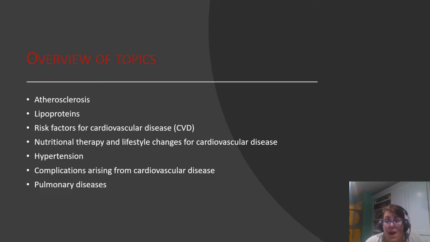We'll start by talking about atherosclerosis and the lipoproteins that cause atherosclerotic plaques. This will segue into a discussion of the risk factors for and interventions to manage and prevent CHD. From there, we'll talk about a related disorder, hypertension, including dietary and lifestyle interventions to prevent and slow disease progression. We'll also review complications arising from cardiovascular disease and briefly review the nutritional management of pulmonary disease processes.